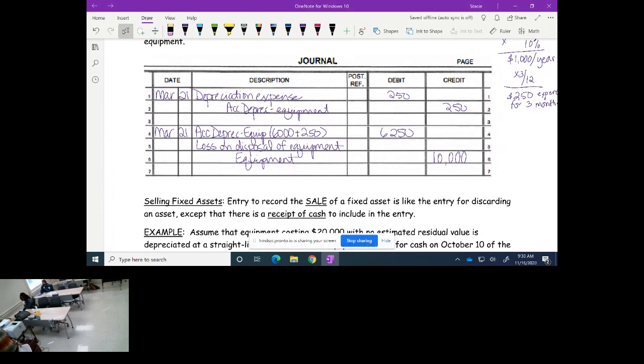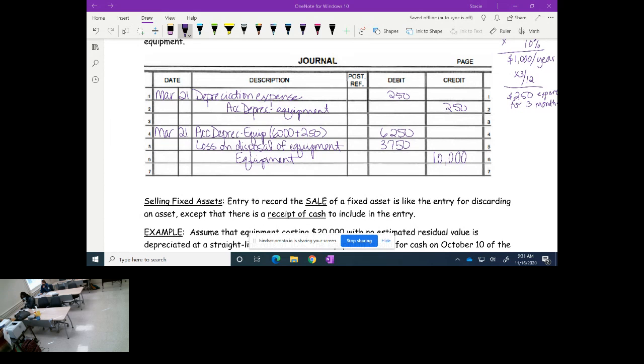So what's the difference between 10,000 and 6,250? 3,750. That's going to be the amount that we are losing by getting rid of this equipment because we paid 10,000 for it. We're not getting anything for it at the end of its life because apparently it's worthless. Maybe something got dropped on it and it got crushed, or maybe it was defective and it just quit working past the warranty period. Who knows what it is? It's just not useful to them anymore for whatever reason.